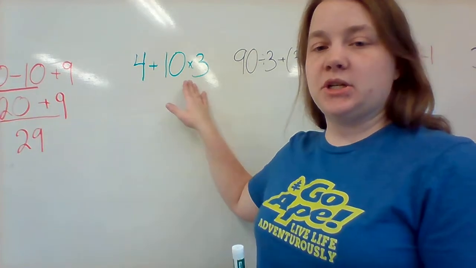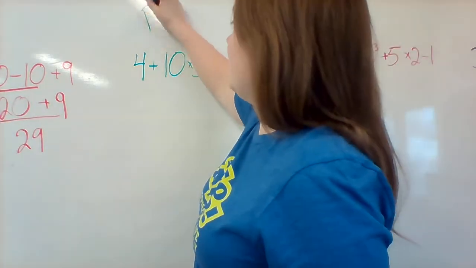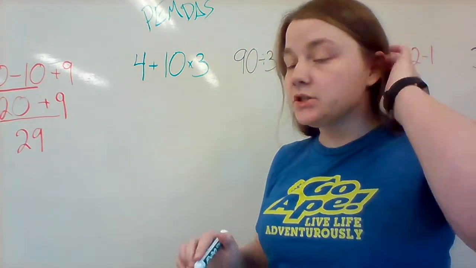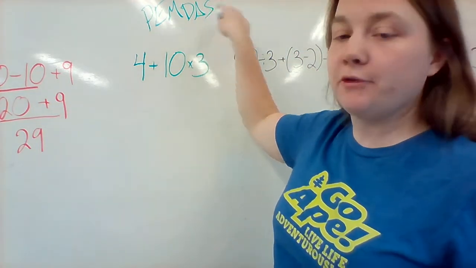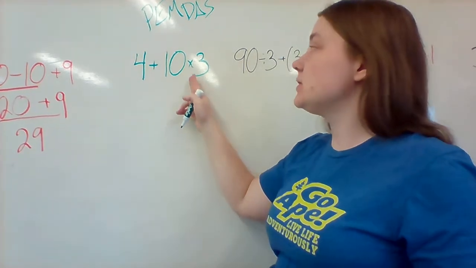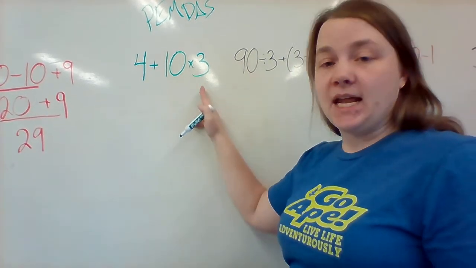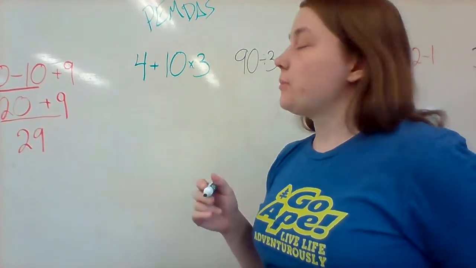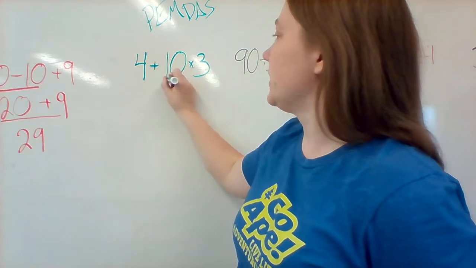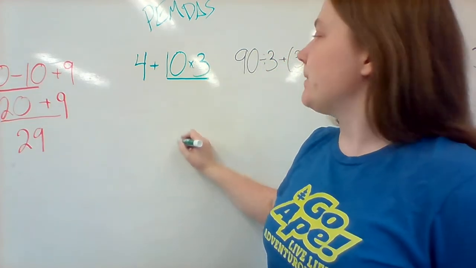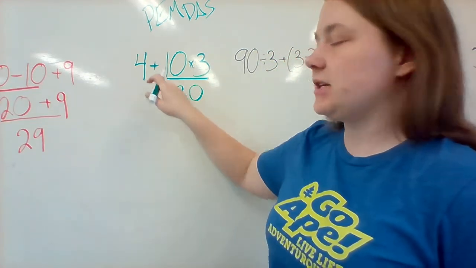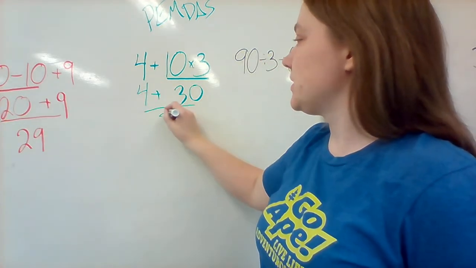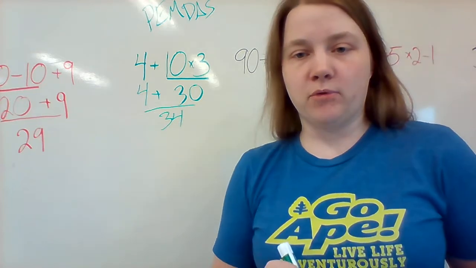This problem has addition and multiplication. Now remember, in PEMDAS, we need to do multiplication and division before addition and subtraction. So even though the multiplication is at the end, I still want to do that before I add or subtract. So that's going to look like this. I'm going to underline 10 times 3, and I'm going to make it 30. I didn't touch the 4 plus, so I'm just going to drop that down. 4 plus 30 is going to be 34.